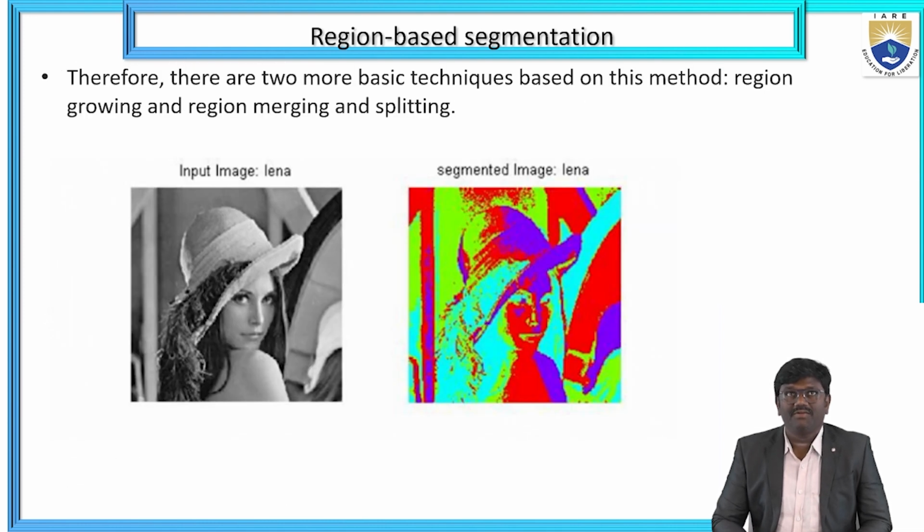For example, let me take this image, which shows two or more basic techniques based on this method. Region growing and region merging and splitting are the main parts. You can see here the Lena image as input. If you go to the segmented Lena image, it is mixed with other colors and merged with other parts.